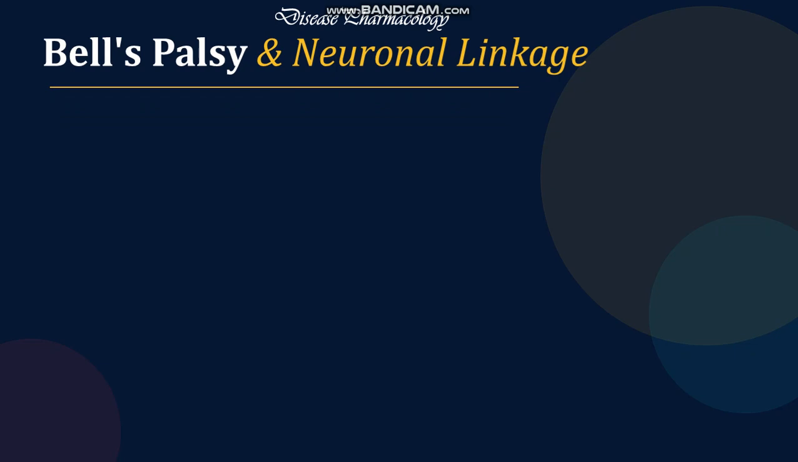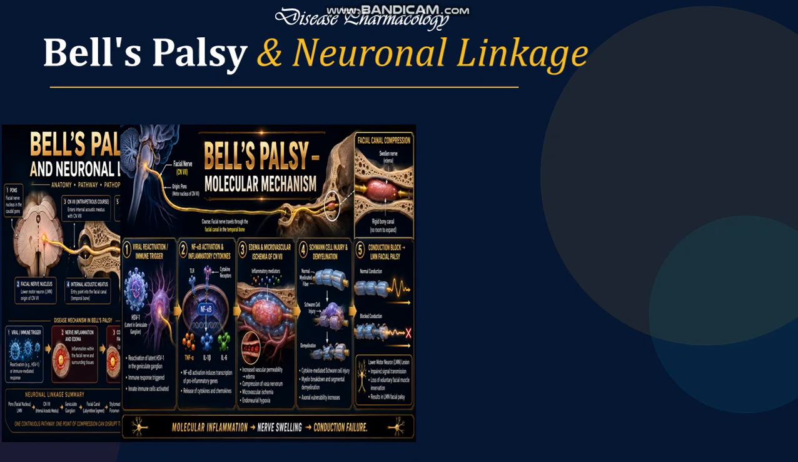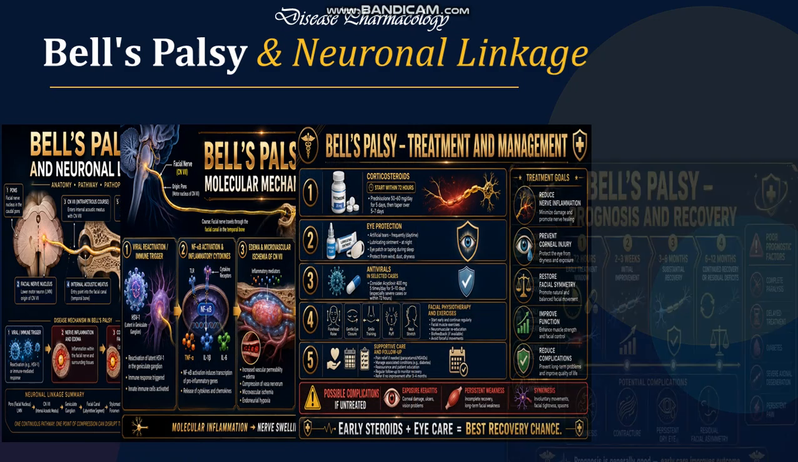Bell's palsy and neuronal linkage. Imagine waking up one morning and suddenly one side of your face refuses to move. Your smile becomes uneven, your eyes cannot close properly, and even small and simple expressions disappear. This is Bell's palsy, a sudden paralysis of facial muscles caused by dysfunction of the facial nerve, also known as cranial nerve 7.